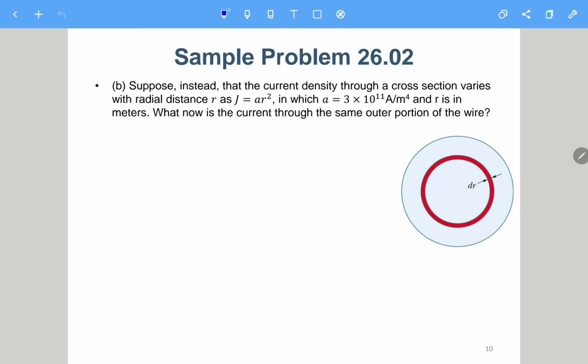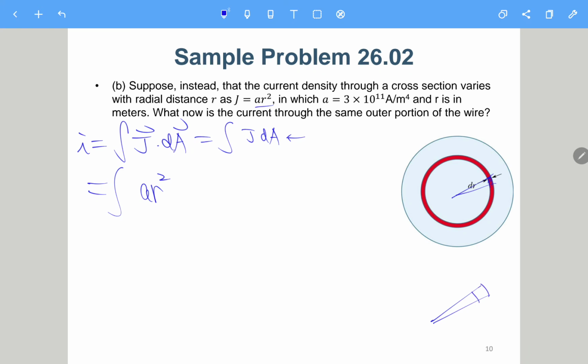In this case, I equals the integration of J dot dA, and of course they are parallel, so we only have J dA. J is A R squared. For the dA, here we have the polar coordinate like this. When we consider dA here, this is dr, and this is d theta, so this one should be r d theta. So dA should be r dr d theta.